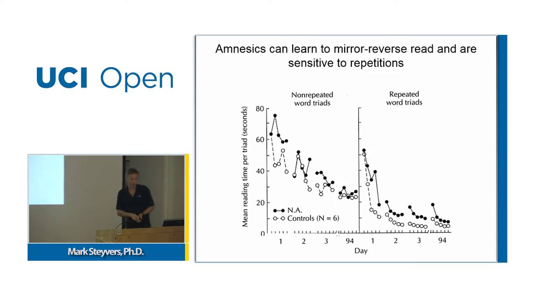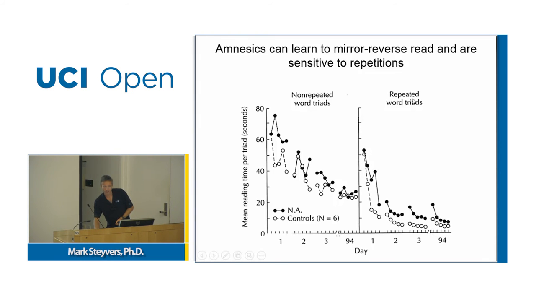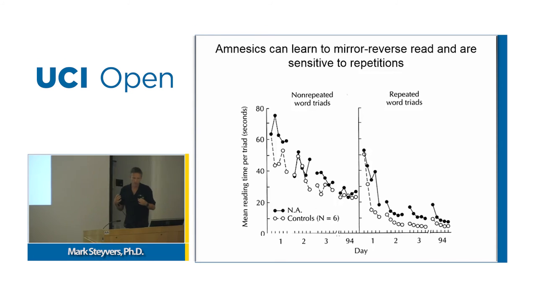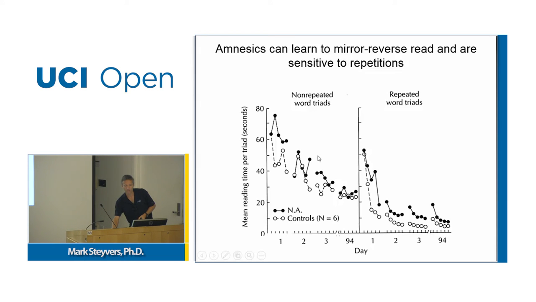But the most remarkable finding is shown on the right. Sometimes these words are repeated. Bedraggled was shown again and again and again. And it's not surprising that controls are better, more quick, on these repeated word triads than on the non-repeated word triads. You learn something about bedraggled. It's like you see it again and you think, I know that one, it's bedraggled. So you have specific memories that are helping you out.